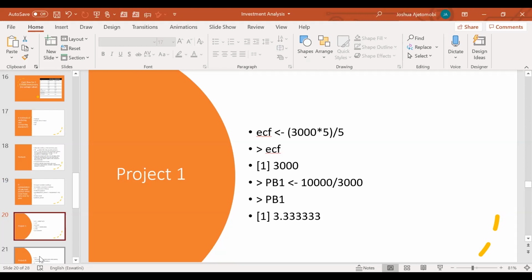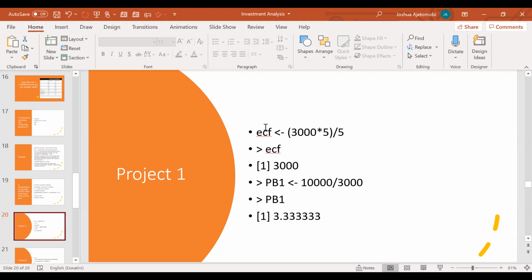Prof, is ECF still calculated under FinCal, or a different package? ECF is not a package, ECF is a name. This is expected cash flow. I gave it the name. I say my expected cash flow, which is my average return.